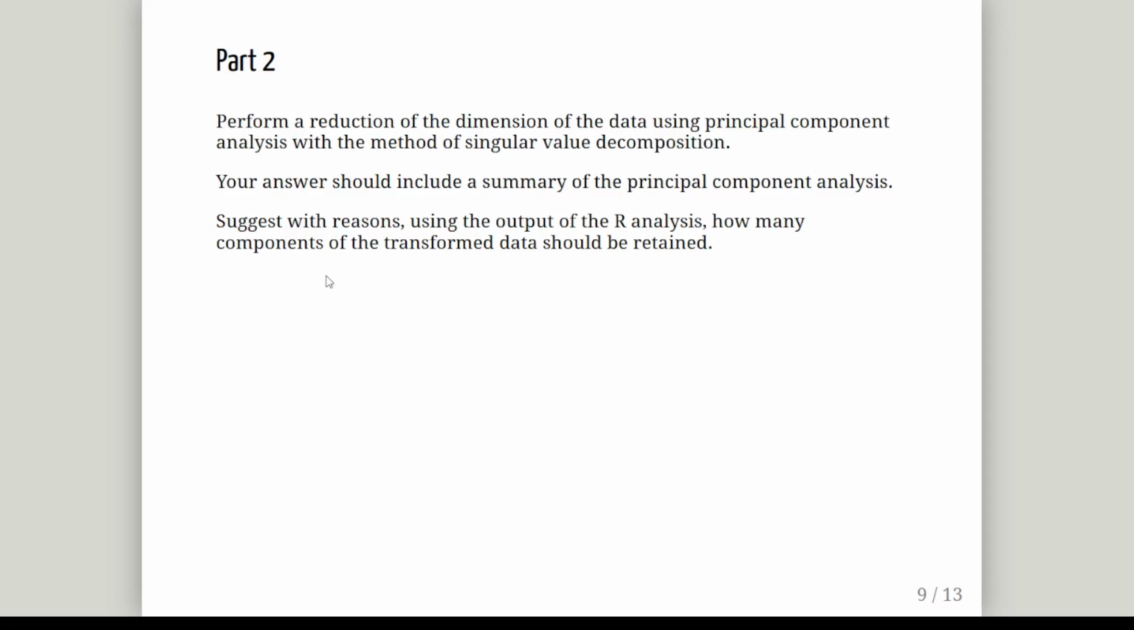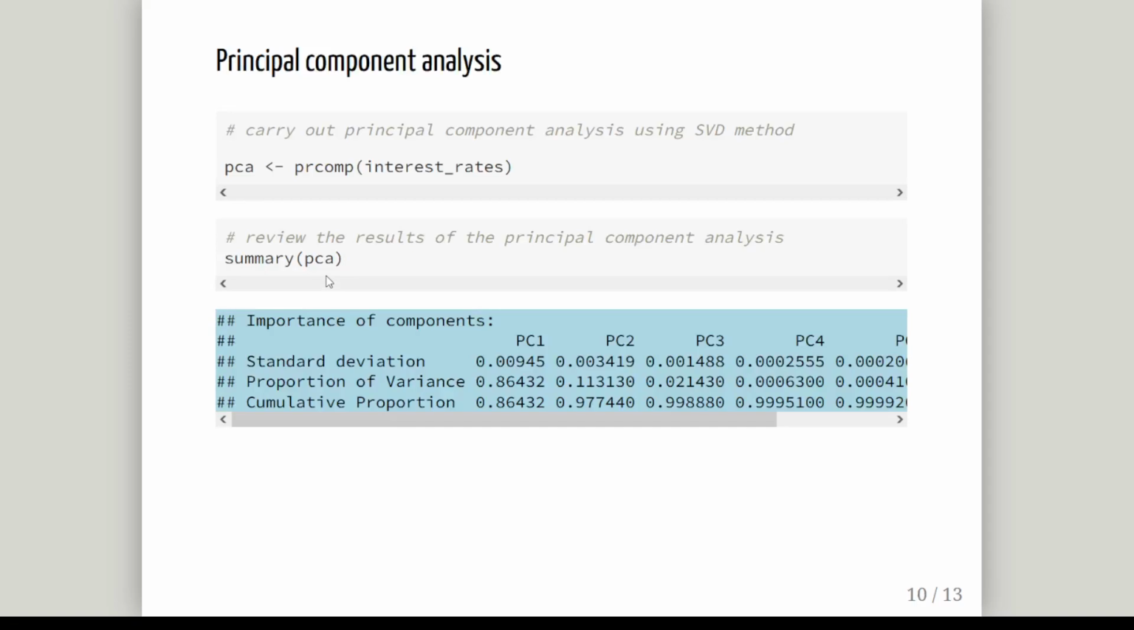So, part 2: perform a reduction of the dimension of the data using principal component analysis with the method of singular value decomposition. Your answer should include a summary of the principal component analysis. Suggest, with reasons using the output of the R analysis, how many of the components of the transformed data should be retained. Okay, so we set up our data frame here and we apply this command prcomp, principal component analysis. We're going to save that as an object called PCA, I'll just pick that name. And here we're going to look at the summary of that.